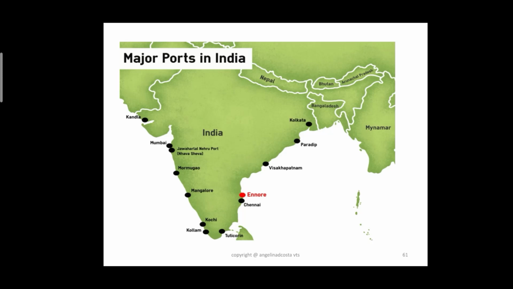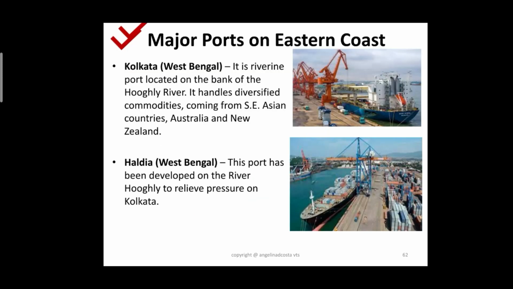Haldia, again in West Bengal, this port has been developed on the river Hooghly to relieve pressure on Kolkata. So this is a satellite port to Kolkata. Paradip is in Odisha. It is located on the coast of Odisha and handles iron ore and coal. Vishakhapatnam is in the state of Andhra Pradesh. It is India's deepest landlocked port, handling crude oil and petroleum products.